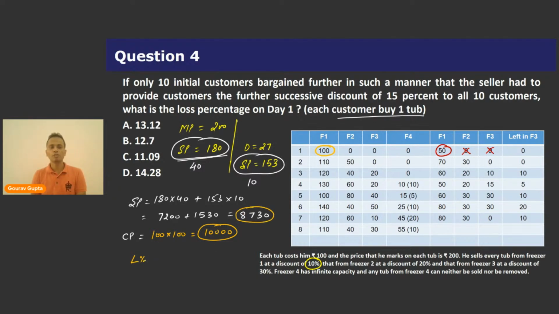So loss percentage will be equal to the loss, which is 1270, divided by the cost price, which is 10,000, multiplied by 100. And this value comes out to be 12.7%. All right. So 12.7% loss will occur on day 1 if a further successive discount of 15% is given to the first 10 customers out of the total 50 customers that are coming on day number 1.